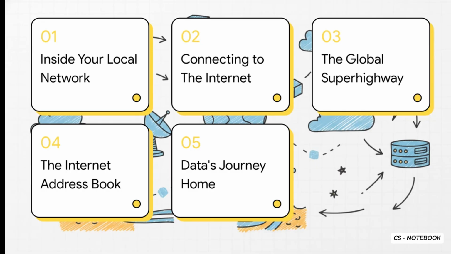So here's the plan. We're going to break this trip down into 5 key stages. We'll start right here, inside your own local network. Then we'll see how it connects to the internet. After that, it's a race across the global data superhighway. We'll find out how it finds its destination using the internet's address book, and finally, we'll follow it on its journey all the way back home to your screen.